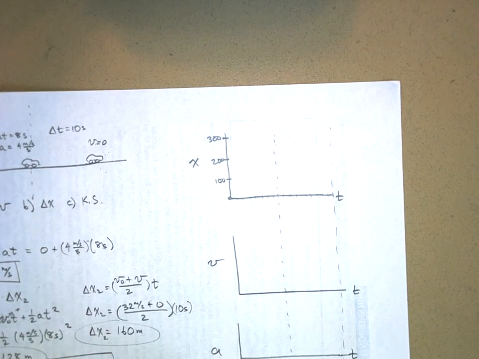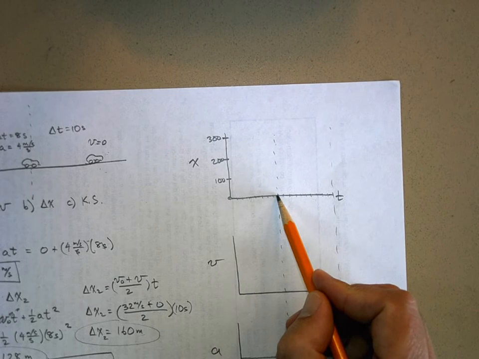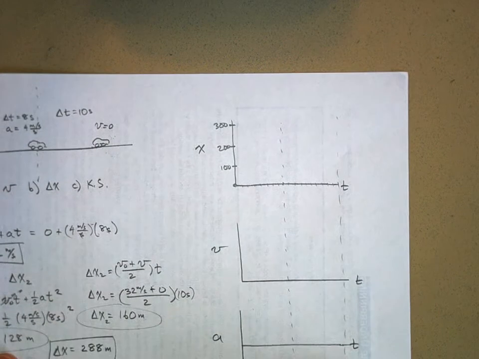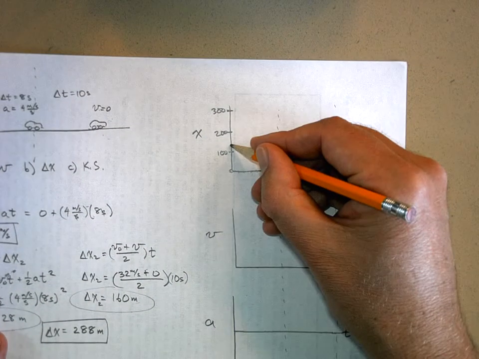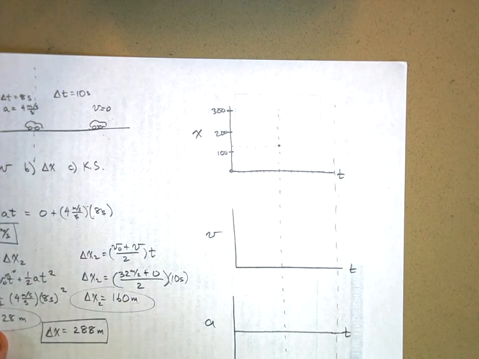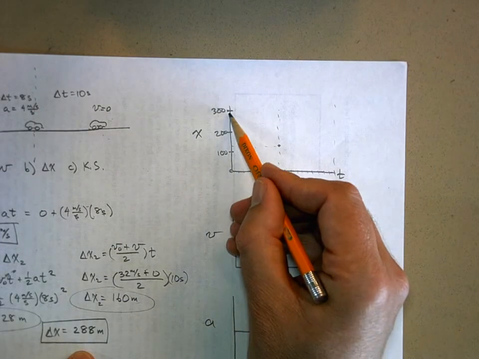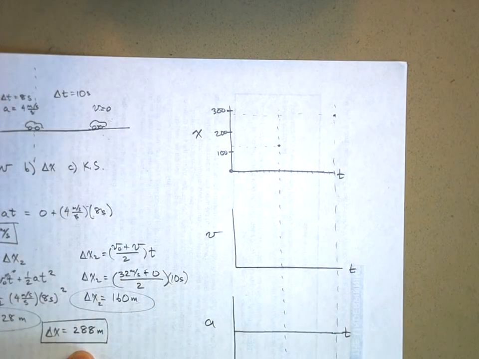And we know that for the first part of the problem at t equals 8 seconds, my delta x is 128 meters. So where's 128? Well, here's 150, 128 is right about there. So I know my position's going to be there. And then at 18, I know it's going to be at 288, which would be somewhere up in there. So that's going to be my position.